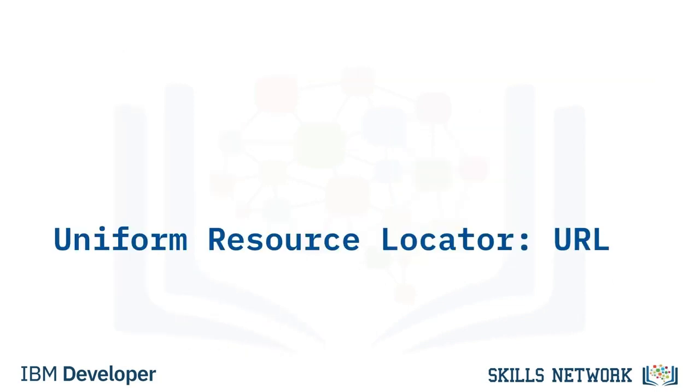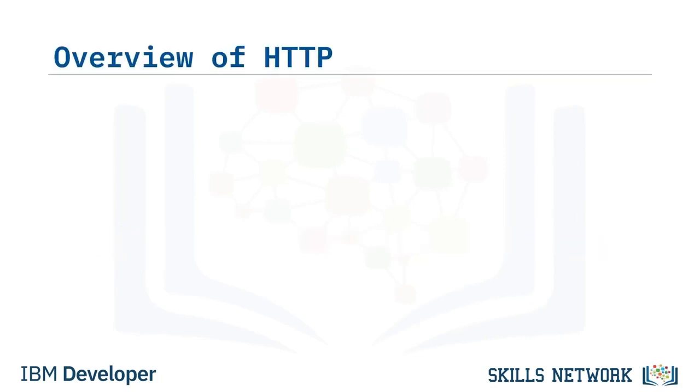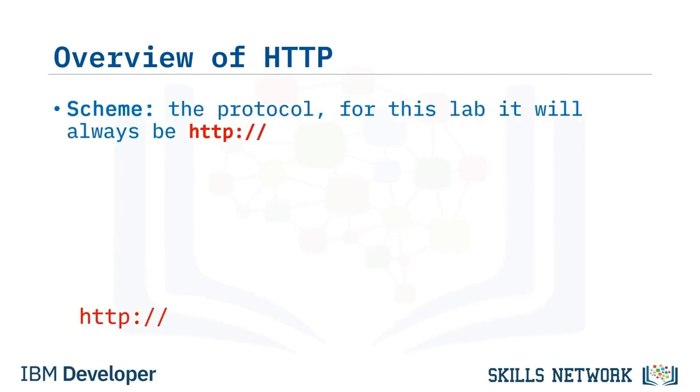A Uniform Resource Locator, or URL, is the most popular way to find resources on the web. We can break the URL into three parts. First, we have the scheme. This is the protocol, and for this lab, it will always be http://.